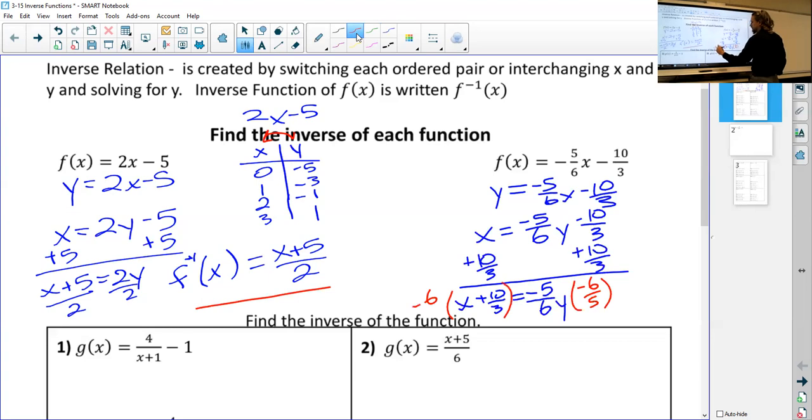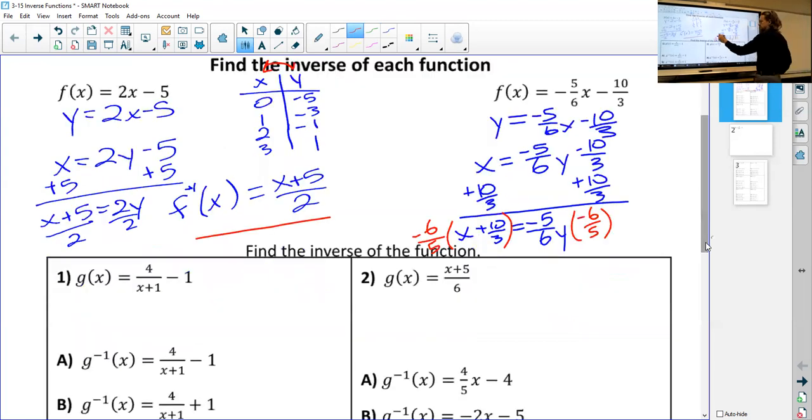Remember, I have to do everything on the left side by negative 6/5. So that's going to give me, if I distribute this out, negative 6 times 10 is negative 60. 5 times 3 is 15. And then 60 divided by 15 is 4. So this is just going to be minus 4. That's on the left side.